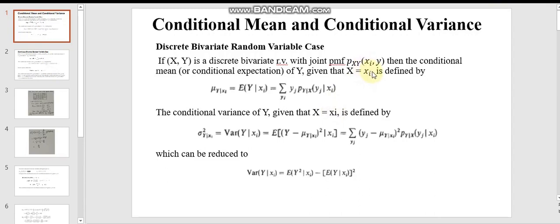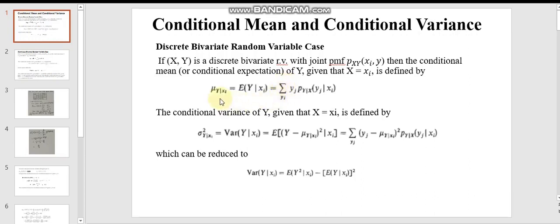So the conditional expected value of Y is defined as the expected value of Y given X is equal to the product of some number y into the conditional PMF of Y. So here we are talking about the discrete random variable, so we will take the summation.